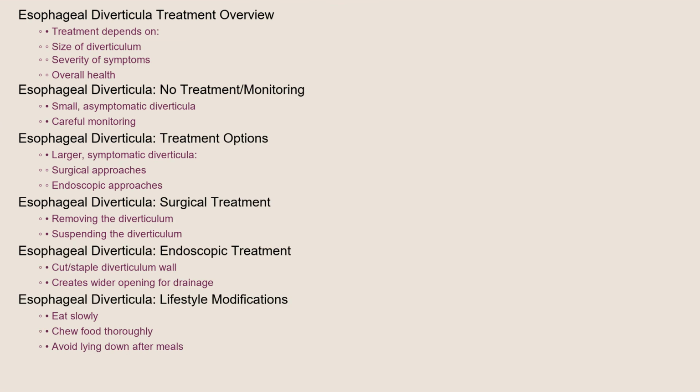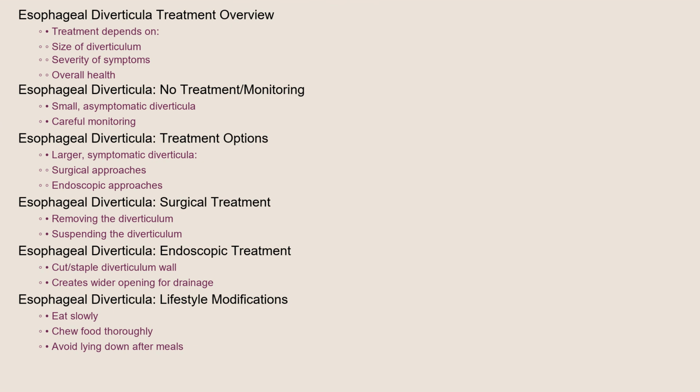Treatment for esophageal diverticula depends on the size of the diverticulum, the severity of symptoms, and the overall health of the individual. Small, asymptomatic diverticula may require no treatment at all, just careful monitoring. For larger, symptomatic diverticula, treatment options include surgical and endoscopic approaches. Surgery may involve removing the diverticulum or suspending it to prevent food from accumulating. Endoscopic techniques involve using specialized instruments to cut or staple the wall of the diverticulum, creating a wider opening and allowing it to drain more effectively.